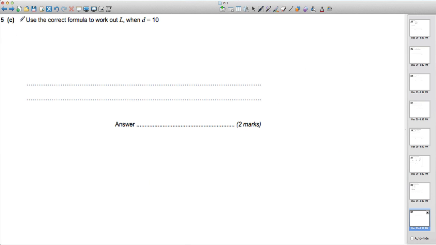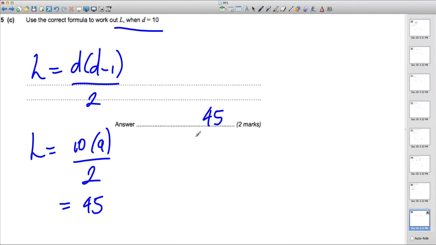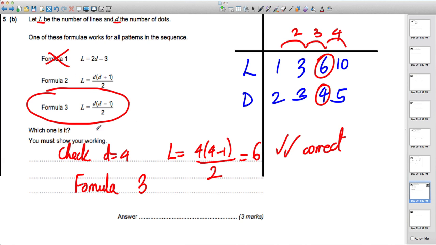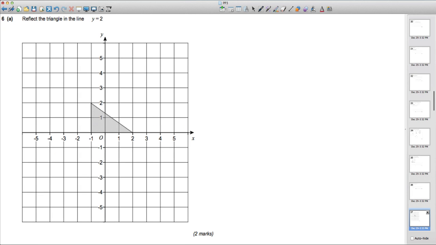Okay, use the correct formula to work out L when D is 10. Remember, L is D times D minus 1 over 2, so therefore L must be 10 multiplied by 9 over 2, which is simply 45, 90 over 2. Unbelievably simple. Even if you're stuck on this one here, attempt it with whatever formula you thought was correct.